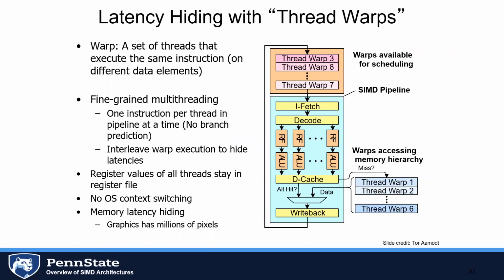The pipeline is pretty simple. Fetch, decode, take a while to go access the 32,000 element register file. Do some work, possibly access a cache, and then write back. So again, it's like you had a simple in-order FGMT machine, except really stupidly wide.